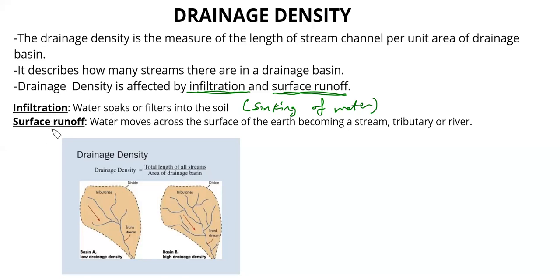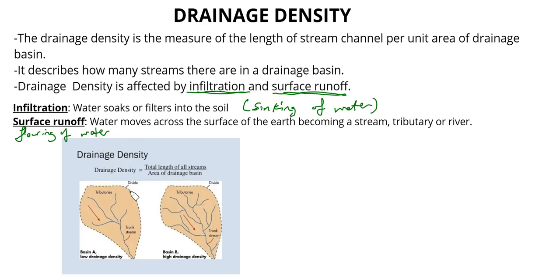Now, what about surface runoff? This is water that moves across the surface of the earth, becoming a stream, tributary, or a river. So when you have runoff, the water is not infiltrating. What is it doing? It is running off on top of the surface. It's flowing. That's what we call runoff, the flowing of water.